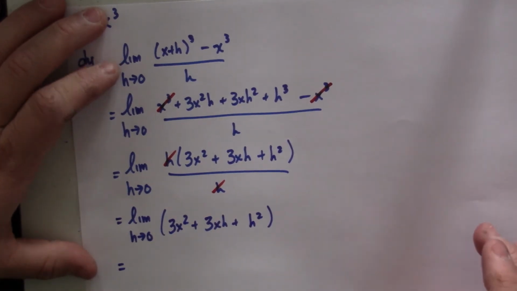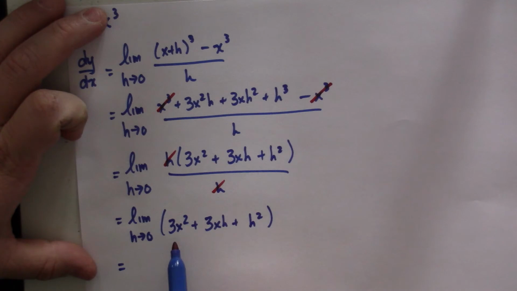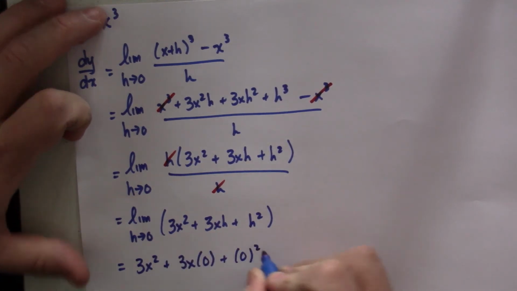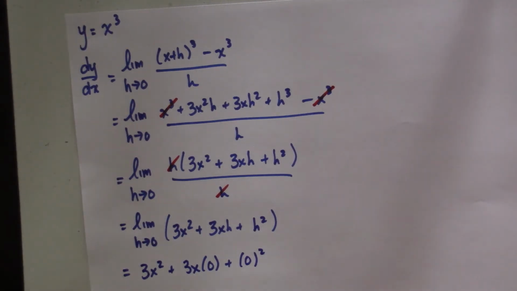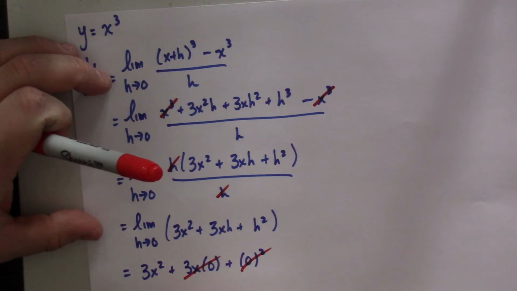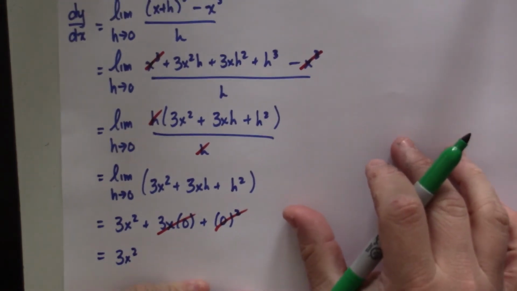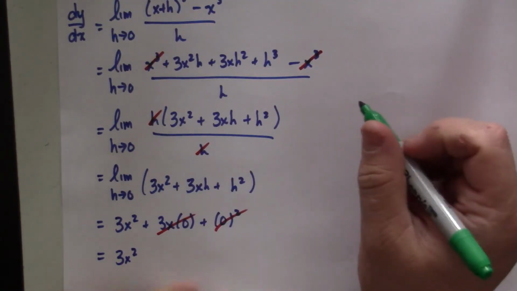Equals, plug in 0 for all the h's, so I've got 3x squared plus 3x times 0 plus 0 squared. Now those last two terms are 0. So 3x squared. And we go back to that weird pattern I just said. Sorry. The derivative of x cubed is 3x squared.